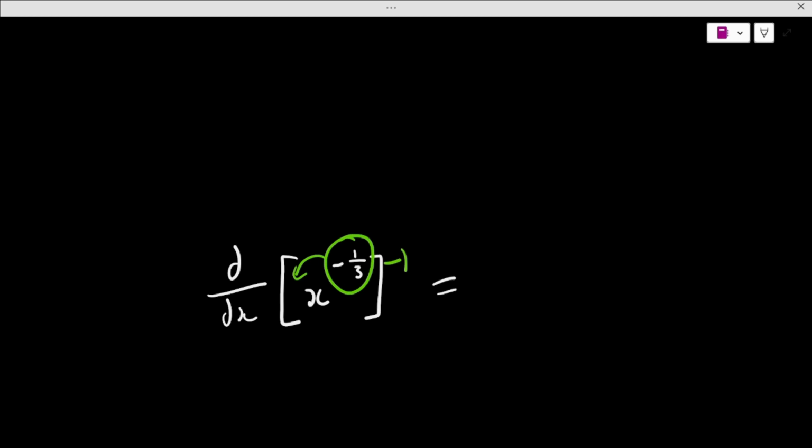When we bring the power down, we get negative 1/3. We still have the x. Negative 1/3 minus 1 is equal to negative 4/3. And that's our final answer.